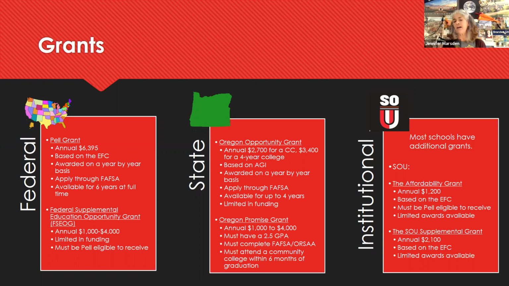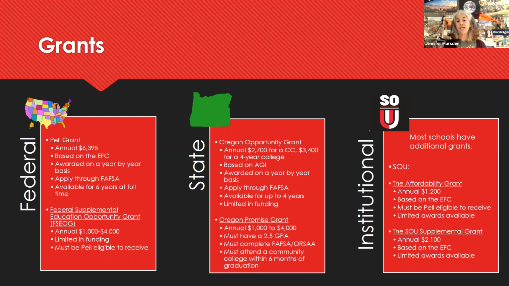It has not run out the last number of years. When the Oregon Opportunity Grant first started, if students didn't apply within the first month or so after FAFSA went live, that money was gone and they didn't qualify for it. And that was really sad, but I think it's been much more well-funded the last number of years. So the Oregon Promise Grant is our state's grant to make community college affordable for all students.